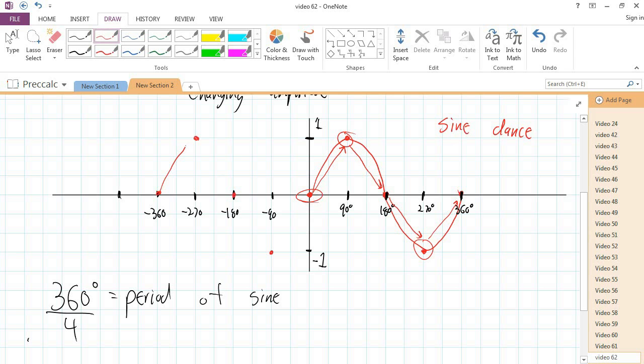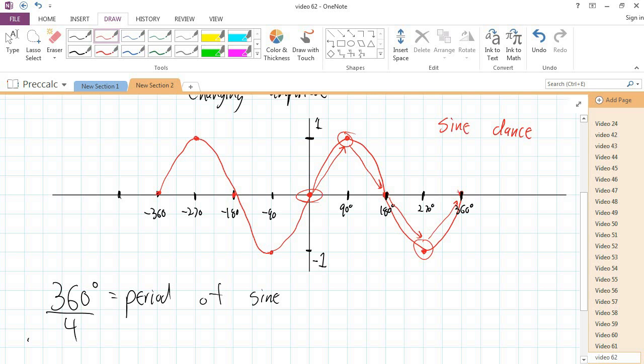So that my entire graph from negative 360 to positive 360 is right here. Middle up, middle then down, middle up, middle then down, middle up, middle then down, and so on. Okay, this is going to be a faster way of graphing sine.